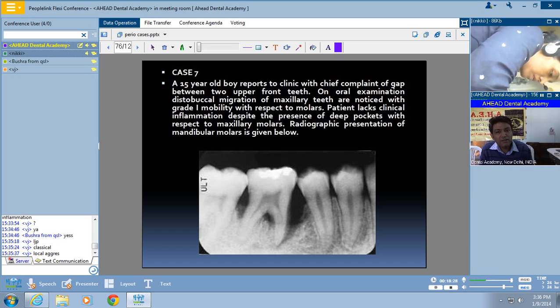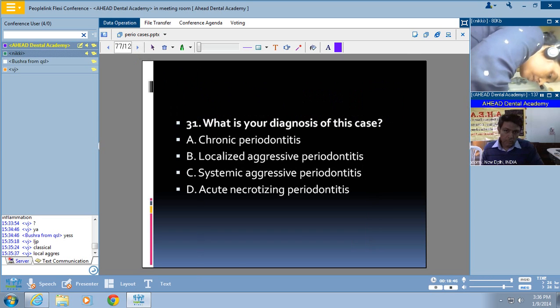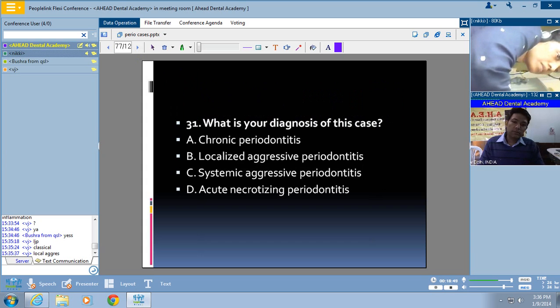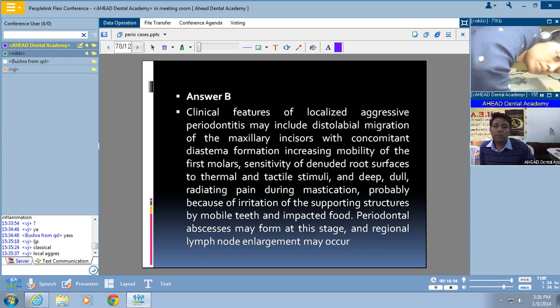Patient lacks clinical inflammation, which is another very good feature mentioned. Despite the presence of deep pockets, you have deep pockets, but there's minimal inflammation. And with respect to maxillary molars as well, radiographic presentation of the mandibular molars is given. So, what is your diagnosis? Okay, pretty much straightforward. It is B, localized aggressive.